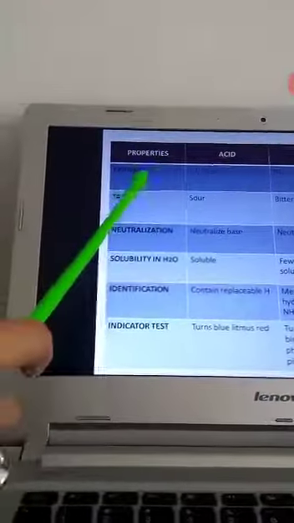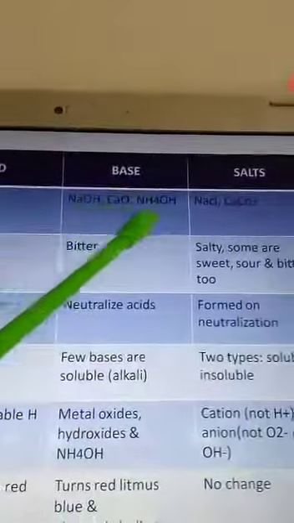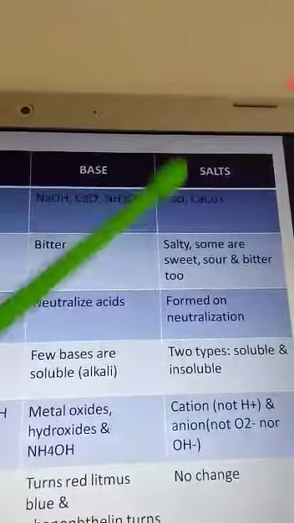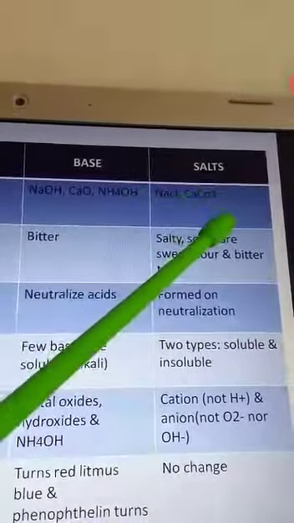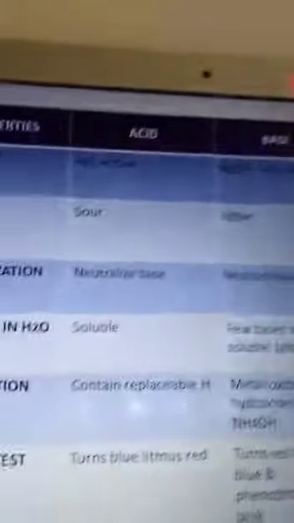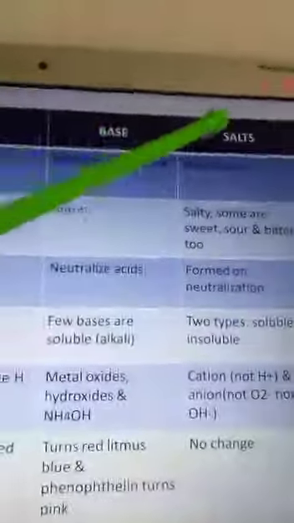So let's revise what we have studied today children. We have studied the examples of acids like HCl and H2SO4. The examples of bases are NaOH, calcium oxide and ammonium hydroxide, whereas the examples of salts are sodium chloride and calcium carbonate. Next we studied about their taste. How do acids taste? Sour. Bases taste bitter, whereas salt tastes salty.